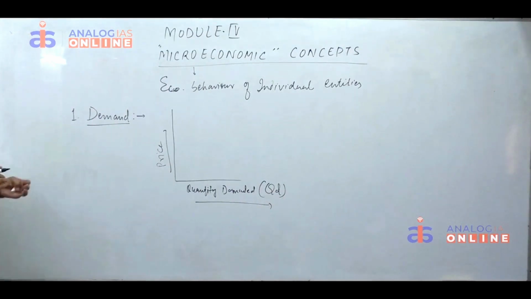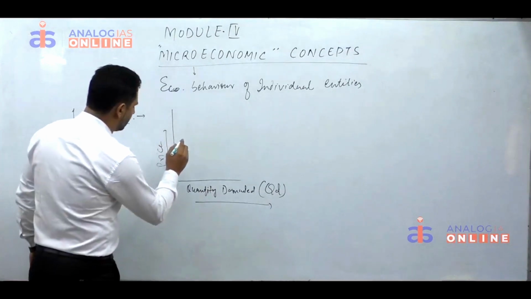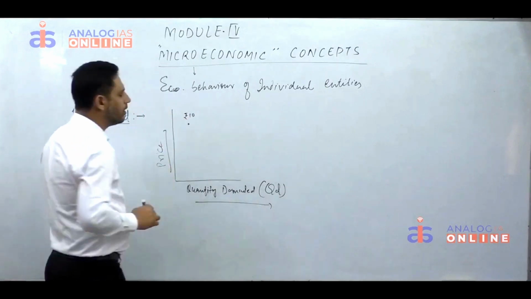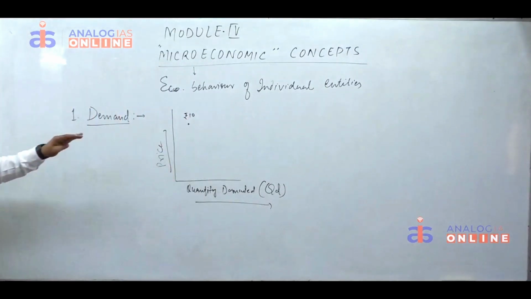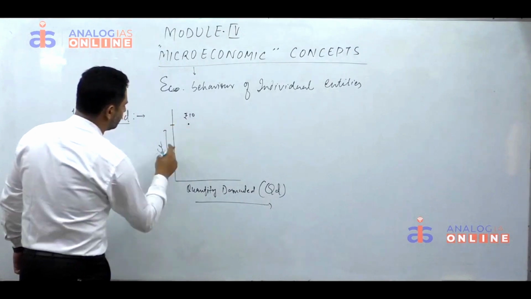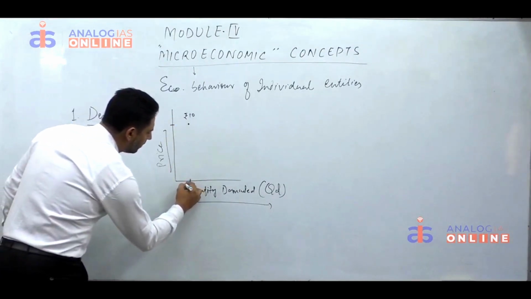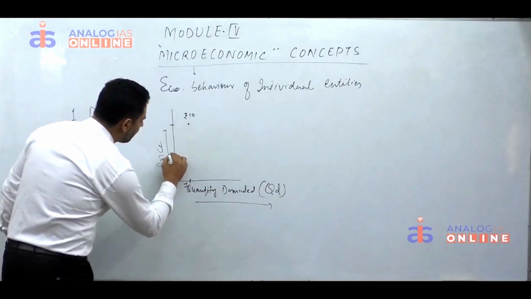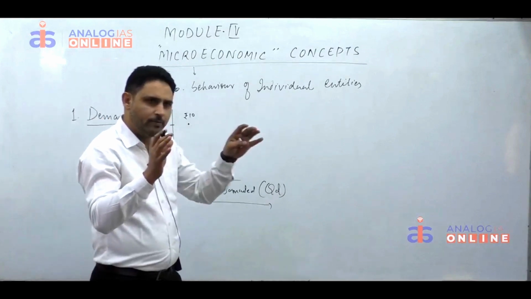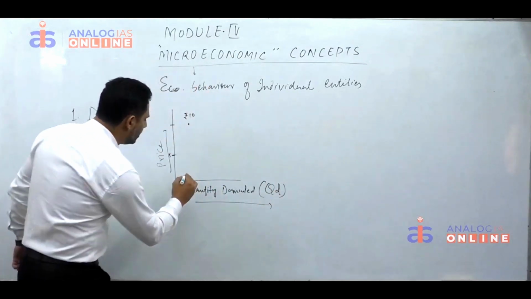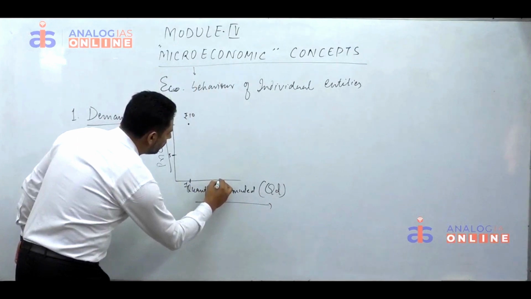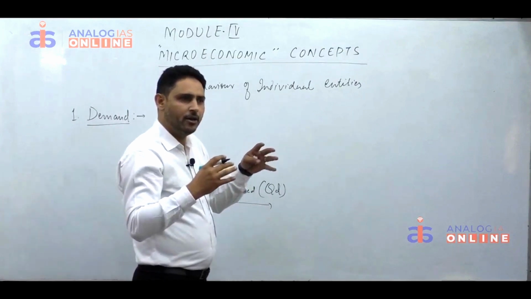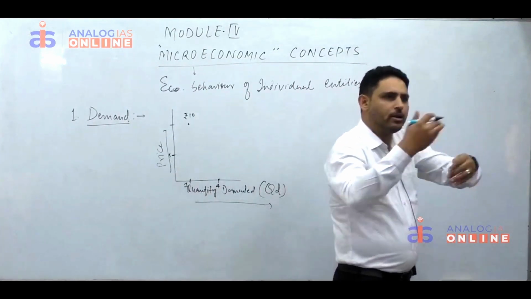Clear that? Suppose the price of a product is 10 rupees, and 1 unit is in demand. Suppose the price of the same product reduces to 5, which means more people will be able to afford that product. So the quantity demanded will rise from 1 to 4. Why? Because the price reduced. So more people can afford it.